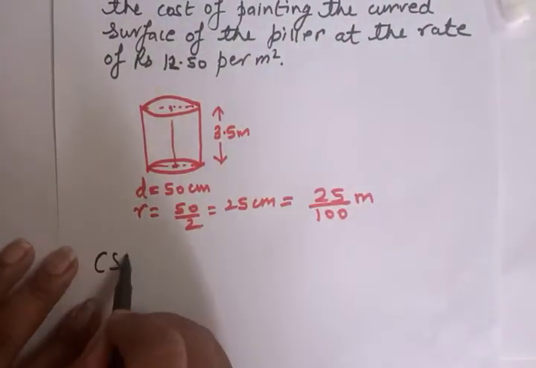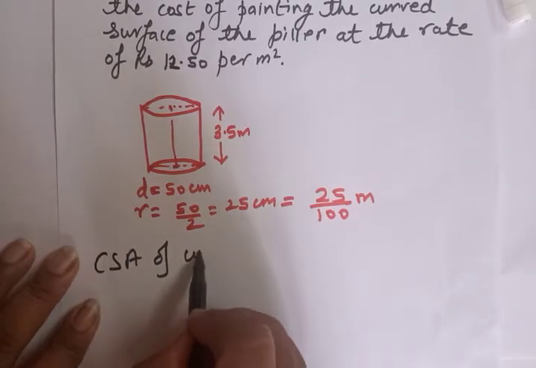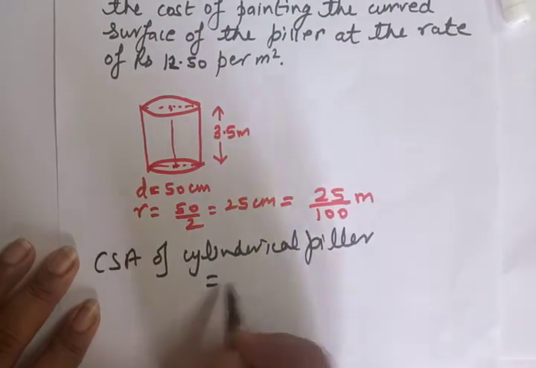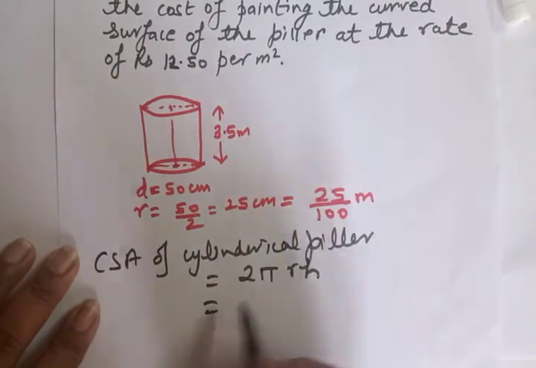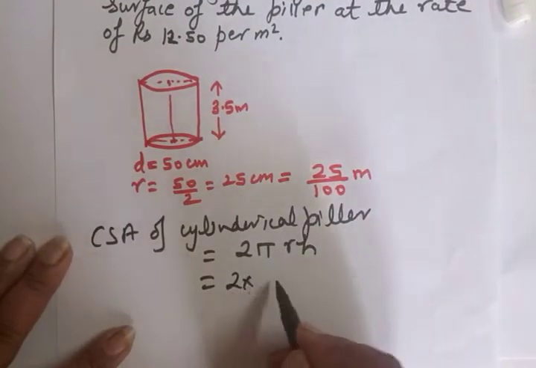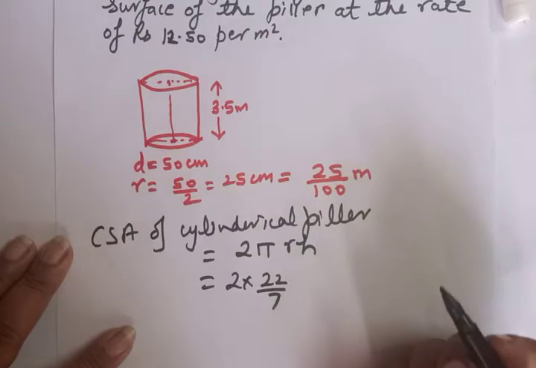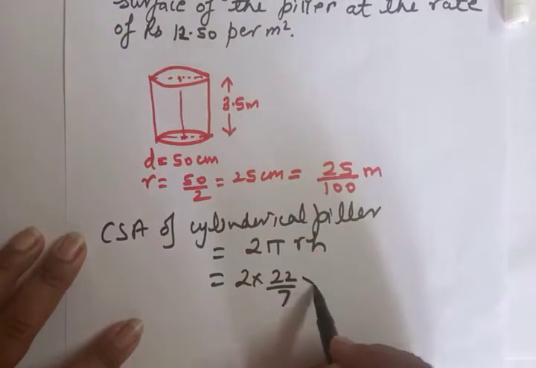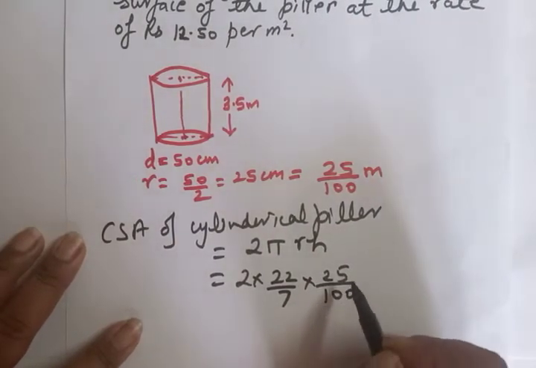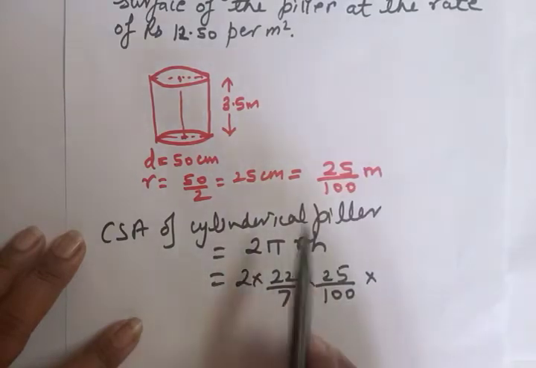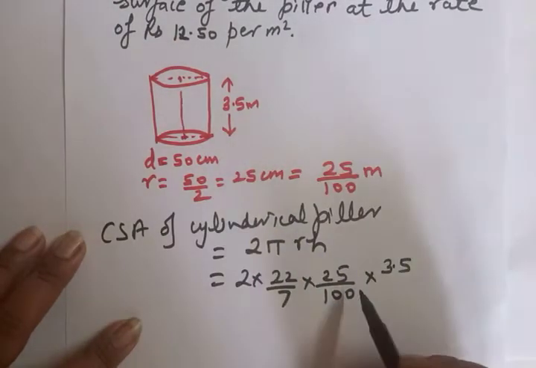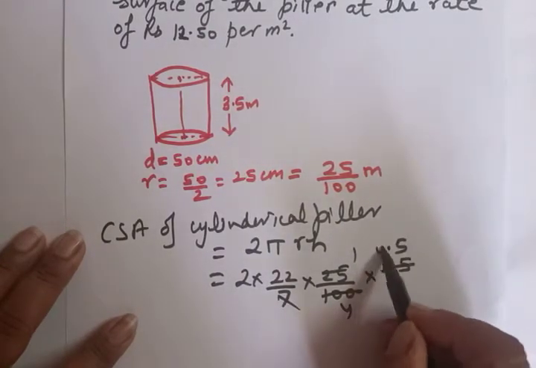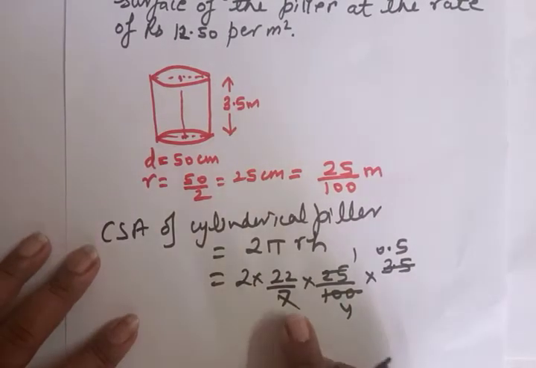Now curved surface area of a cylindrical pillar is equal to 2 pi RH. So we just simply put the values, 2 into 22 upon 7. We will take the value of pi as 22 upon 7 unless and until 3.14 is given. And the radius 25 upon 100, into height, which is already given in the meter. So 25 1s are 25, 25 4s are 100, 3.5 is 3.5. As we know that 7 5s are 35.